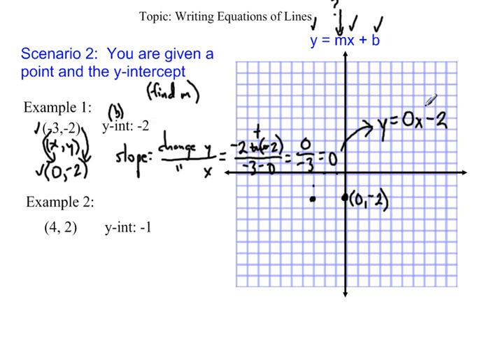Now we don't need this. 0x will always be 0, because 0 times anything will create 0. So my equation line is y equals negative 2. And that's it. Since I don't have an x in there, you won't see that. And if I connect these, you're going to see that's going to be a horizontal line.